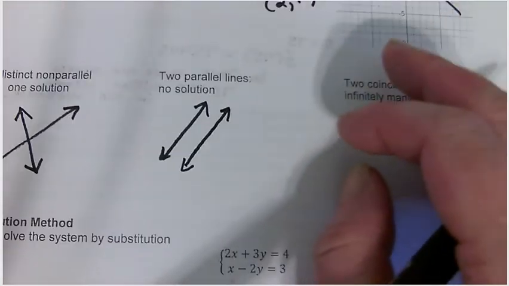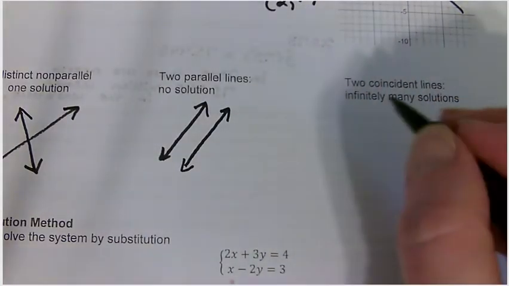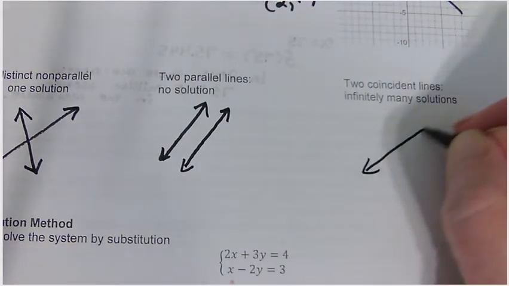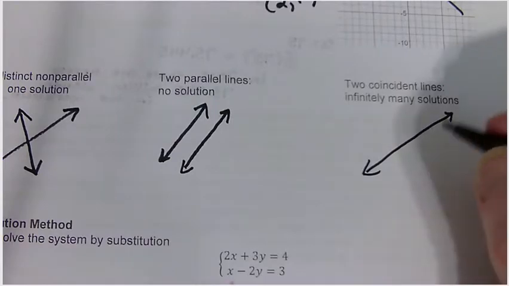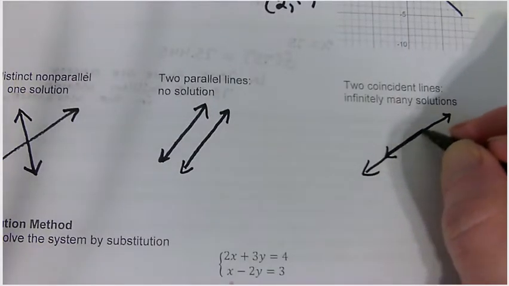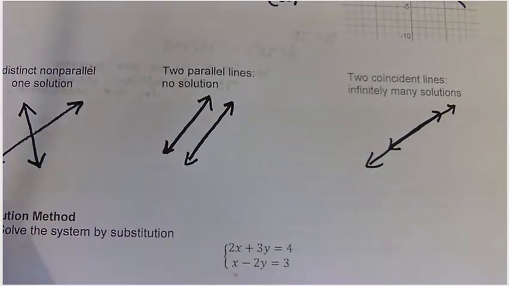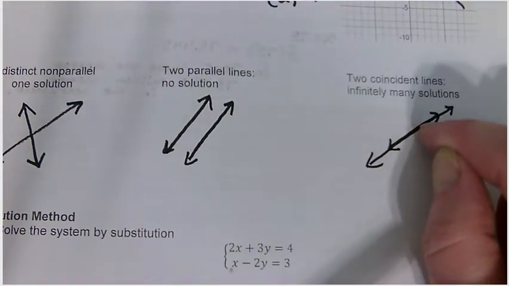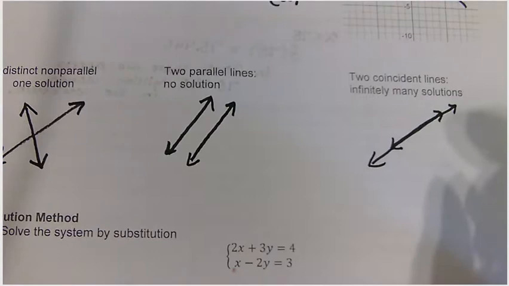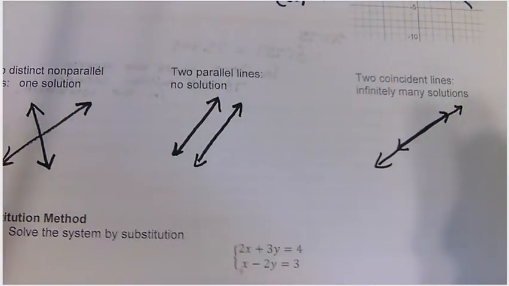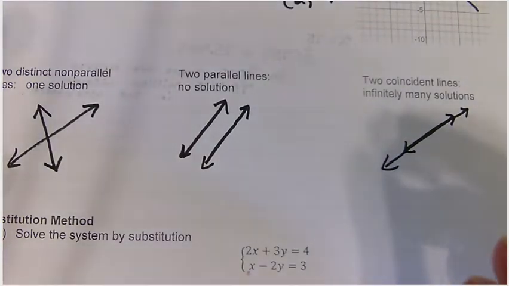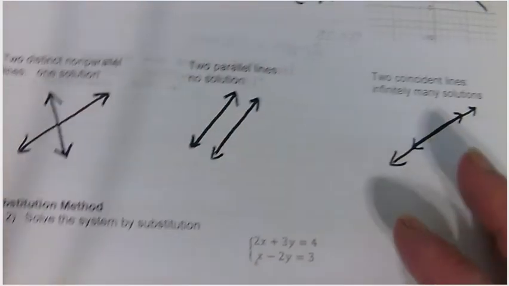Now the third option, and this does happen, is what they call coincident lines. That means if I graph the first one, it graphs like this, and when I graph the next one, it actually graphs right on top. And we end up with infinite solutions, meaning every point is the same on both lines because they are basically the same line. So graphing, not always the best method if you're doing it by hand.